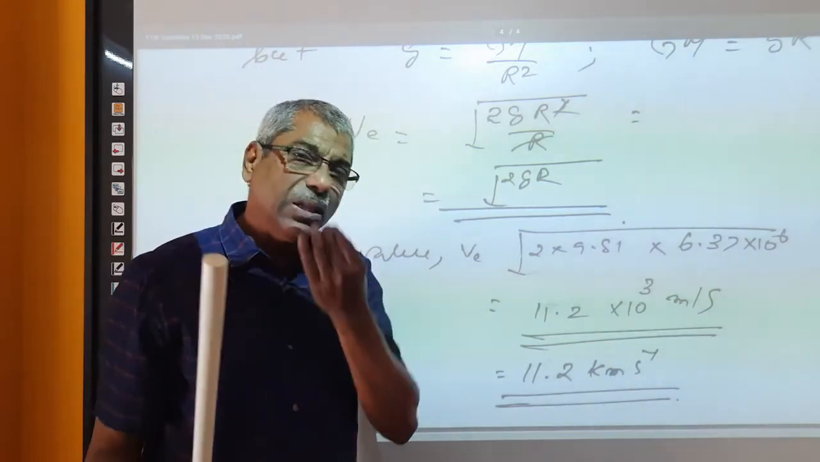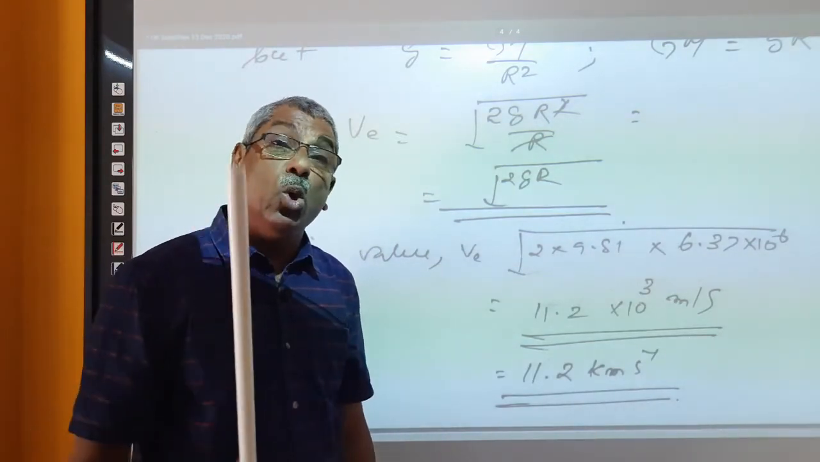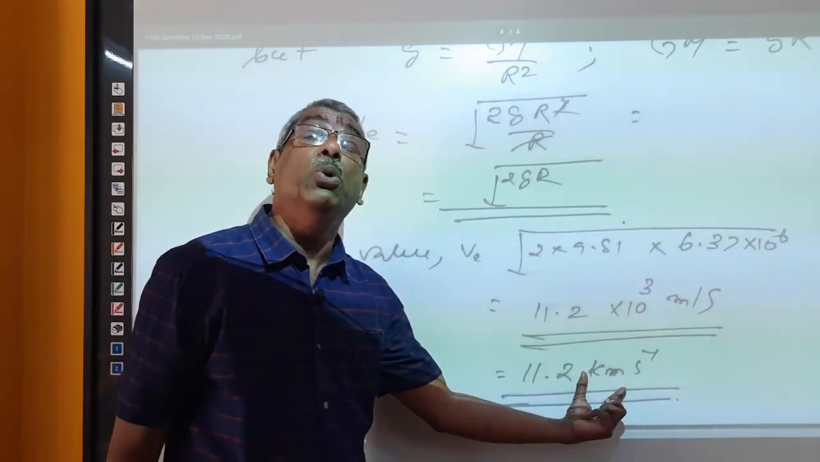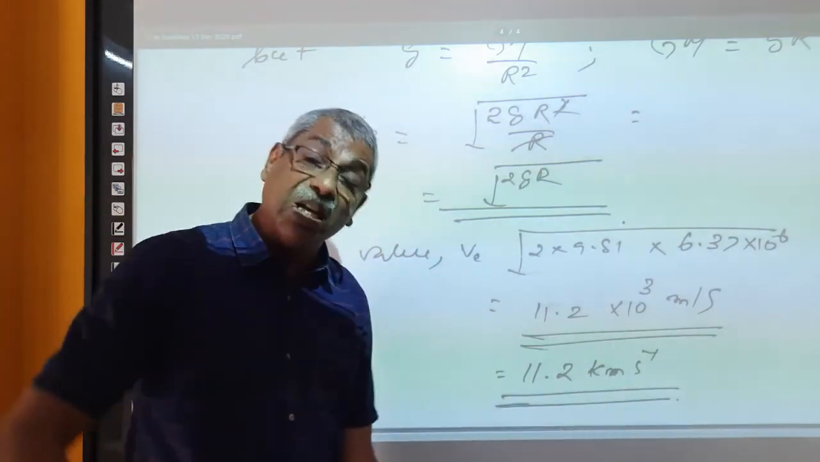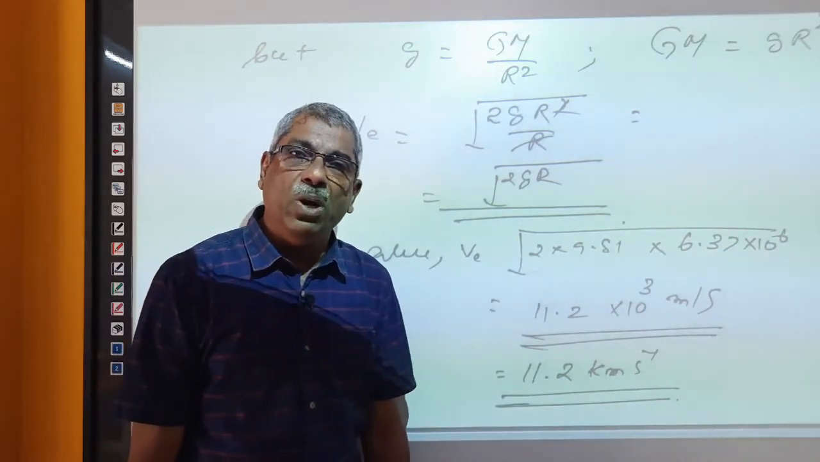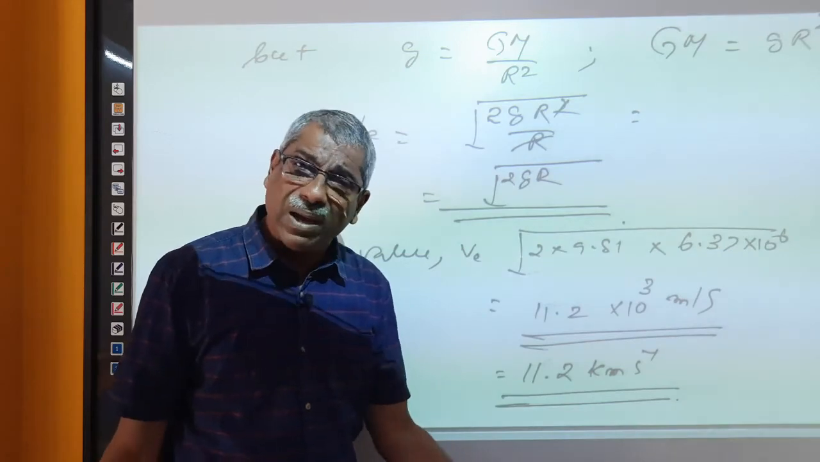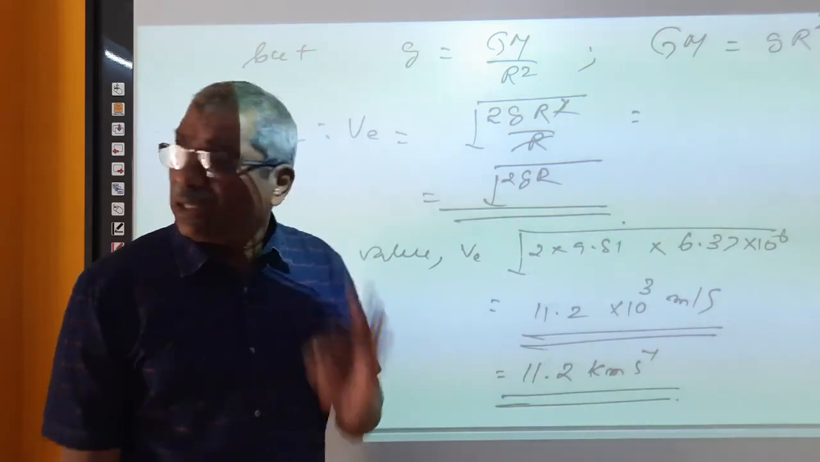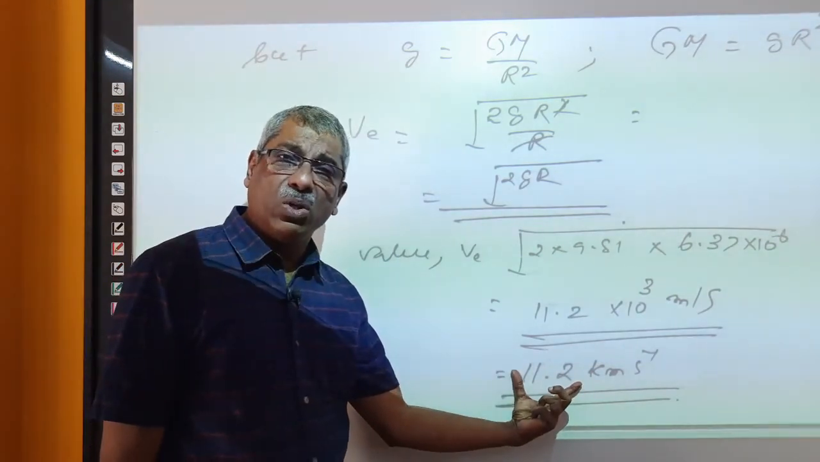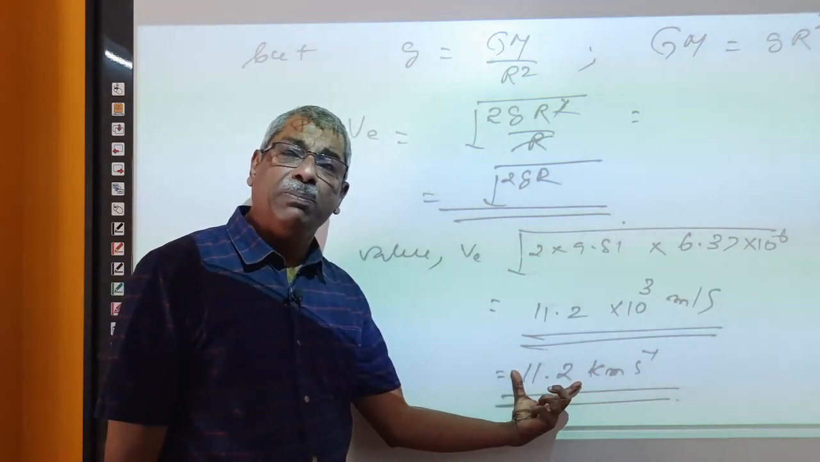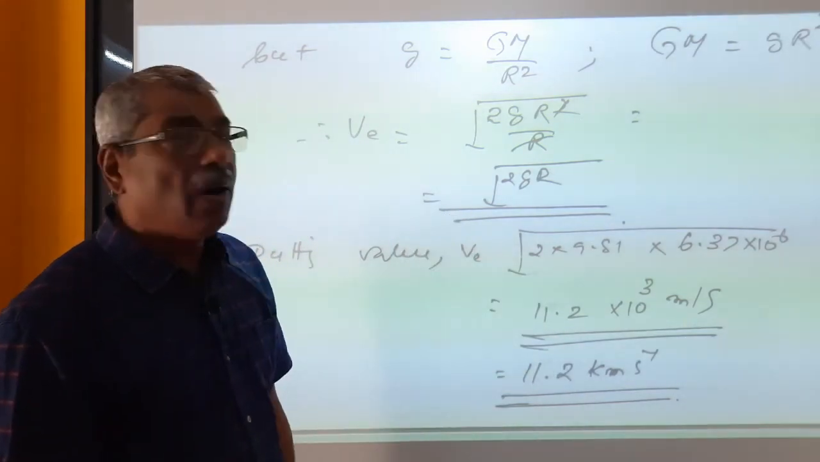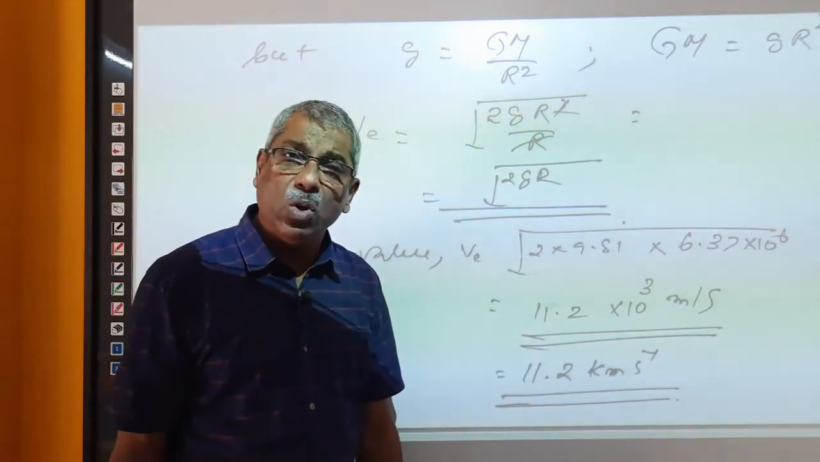Am I correct? That means if a body is thrown from the surface of the earth with the velocity 11.2 kilometer per second, it will go out of the gravitational pull of the earth and will never come back. That means for our earth, the escape velocity is equal to 11.2 kilometer per second. So orbital velocity is explained, and escape velocity also I have explained.